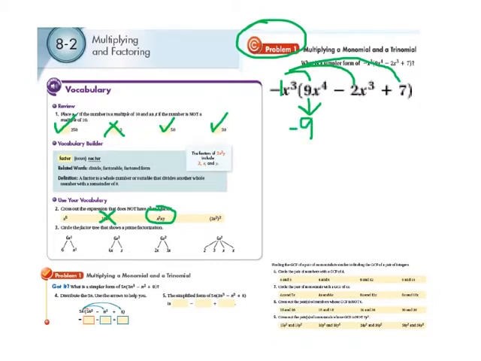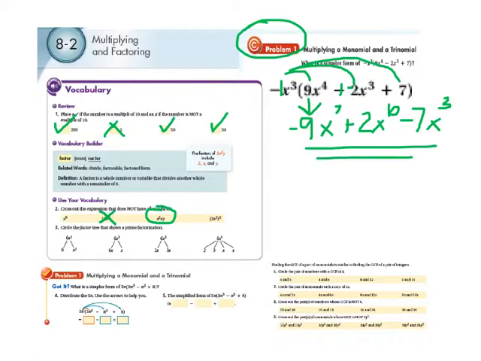And then x to the third times x to the fourth, we need to add our exponents. So that's just going to be x to the, not the 12th, I'm sorry, to the 7th. And then our negative 1 times our negative 2 gives us a positive 2. And then when we add the exponents on the x's, we get x to the 6th. And lastly, negative 1 times positive 7 will give us negative 7. And that will be x to the third power. Alright, pause the video and go ahead and work on your worksheet.